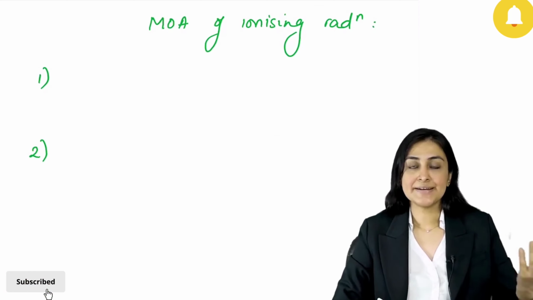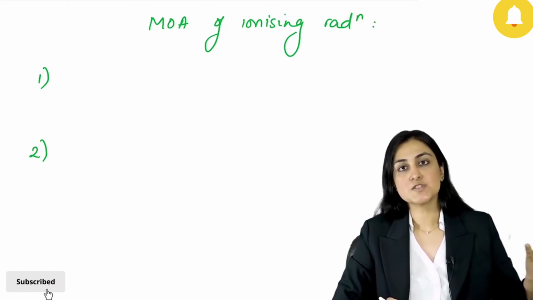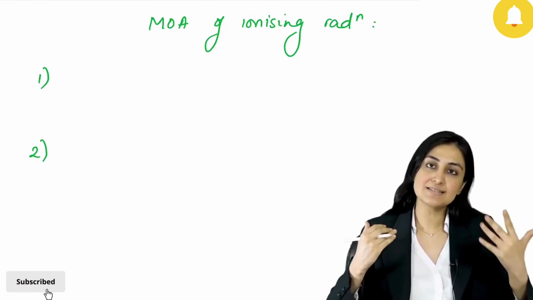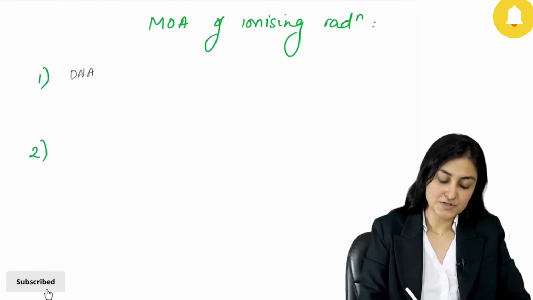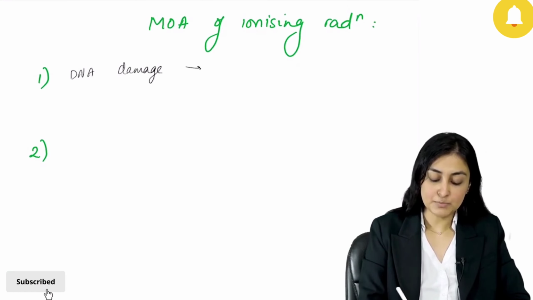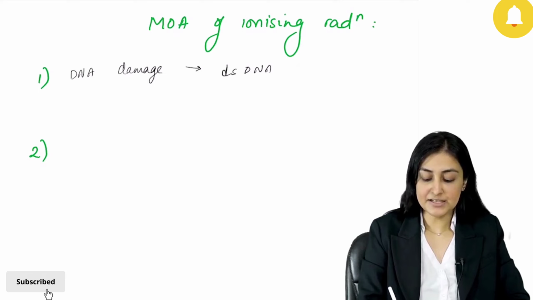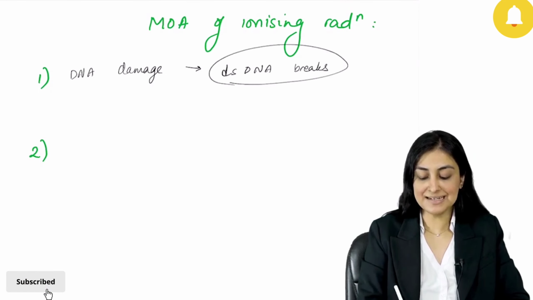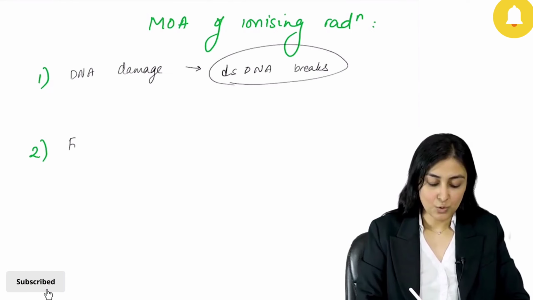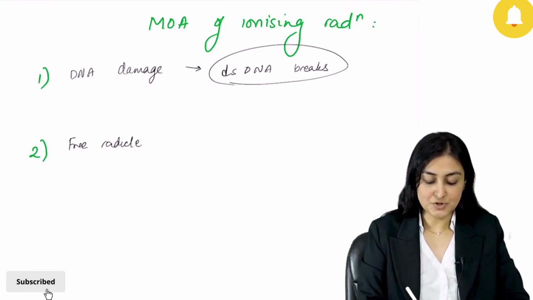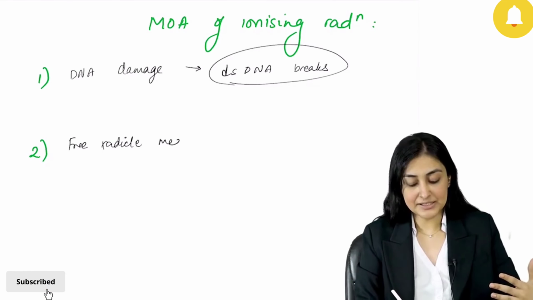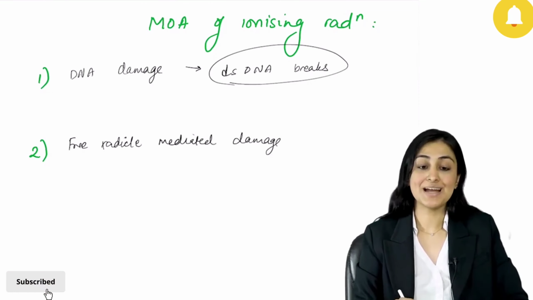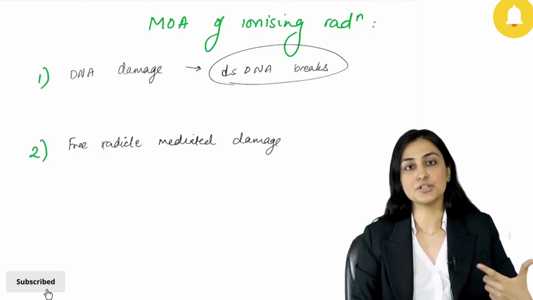Now we talk about ionizing radiation and all the harm and damage that it causes. What is the mechanism by which it acts at a cellular level? So remember, the first mechanism is it causes DNA damage. Predominantly the most common type is the double-stranded DNA breaks. Apart from this, it also causes free radical mediated damage. Because of all the ionization that is happening, free radicals are generated, and free radical mediated damage occurs because of the ionizing radiation. These are 2 mechanisms by which ionizing radiation acts, and it's harmful to us.